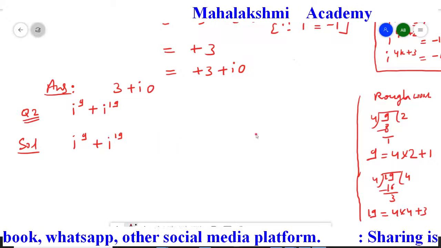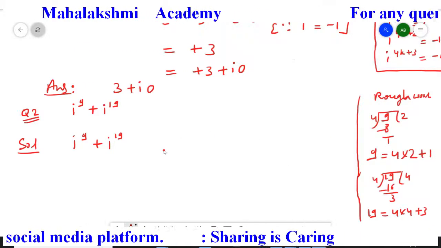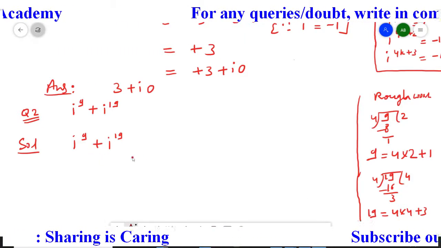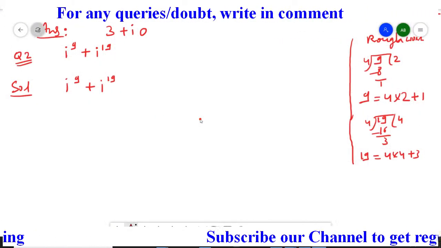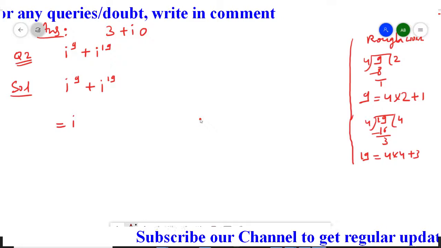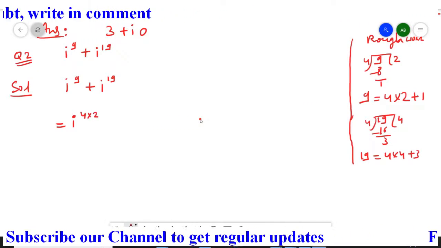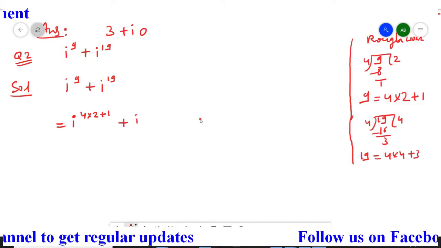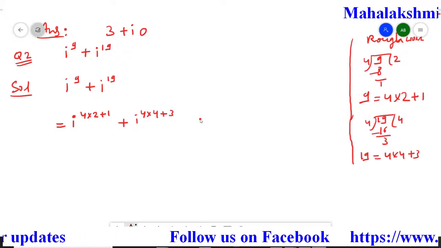So this 9 I am going to replace by 4 multiplied by 2 plus 1, and this 19 I am going to replace by 4 into 4 plus 3. So we will write here: iota power 4 multiplied by 2 plus 1, then plus iota power 4 multiplied by 4 plus 3.